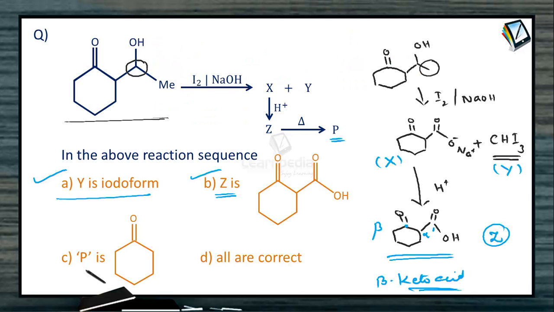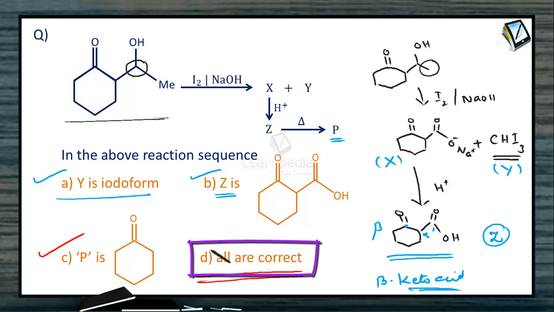So here we are given P is cyclohexanone. So this is right. So A is right, B is right, C is right. So as only one option is correct for this question, we need to select D. All are correct.